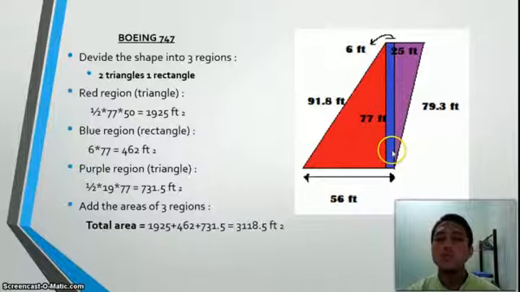And second, we go to the area of the rectangle. Use the formula for a rectangle: height times base. Height is 6 feet and base is 77 feet. So you'll get this answer, 462 feet squared.